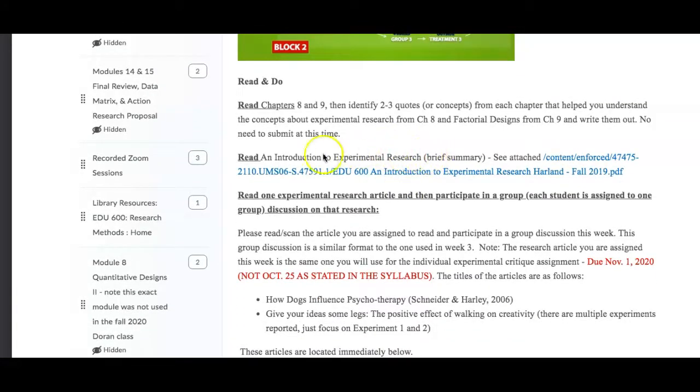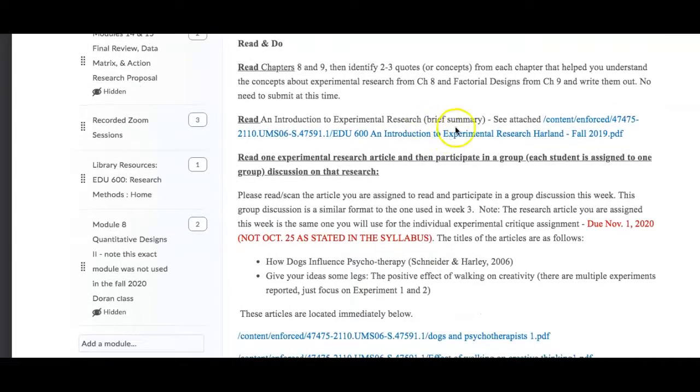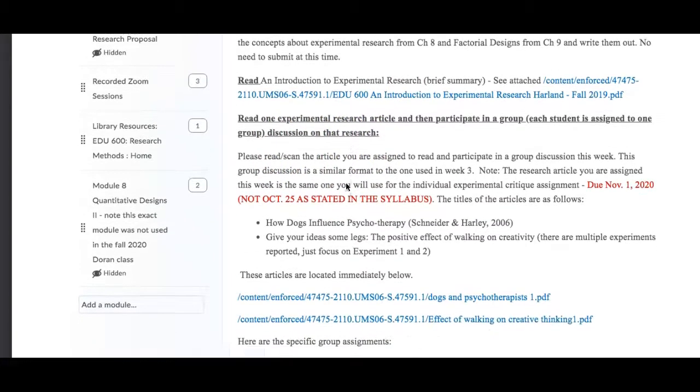I'd like you to also read an introduction. This is 2 pages, very straightforward, on experimental research. It just gives the high points. It's not written in a bulleted form, but it could very easily be done. I'd also like you to participate in a group discussion on one of 2 research articles.